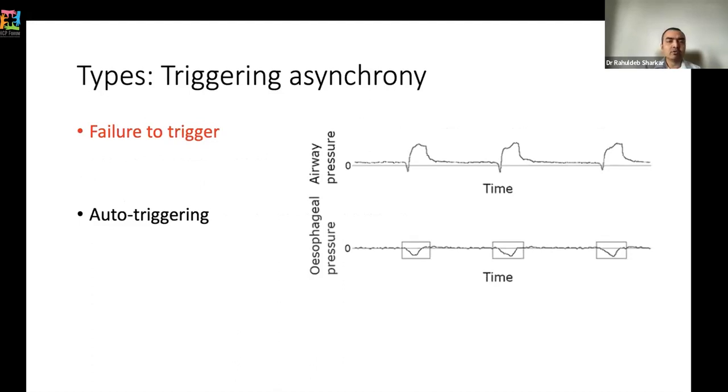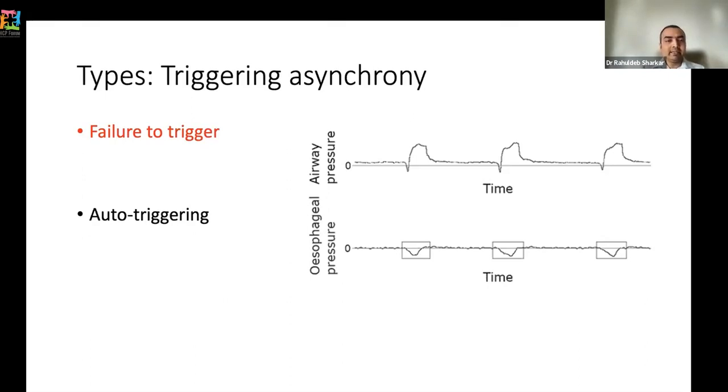And so I'll just talk about a few types of different asynchrony, so you are aware, and so you can work out what is given in the question. So triggering first of all, we talked about trigger at the very beginning. So there are various types of trigger. Flow trigger and time trigger are the two most common ones. And there could be triggering asynchrony.